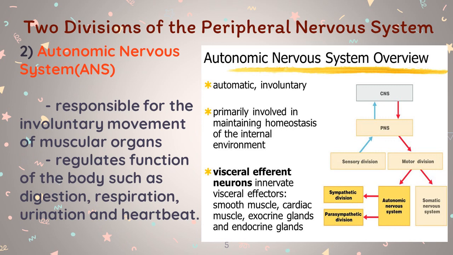While the autonomic nervous system or the ANS has two subsystems, and these are the sympathetic nervous system, which is responsible for quick responses, and the parasympathetic subsystem, which is responsible for responses that do not require urgency.